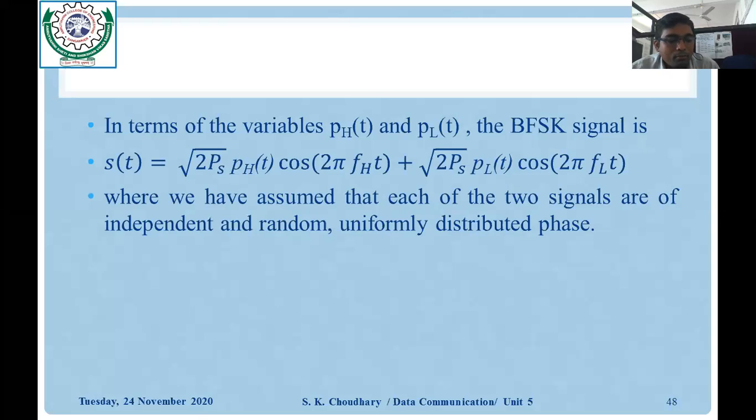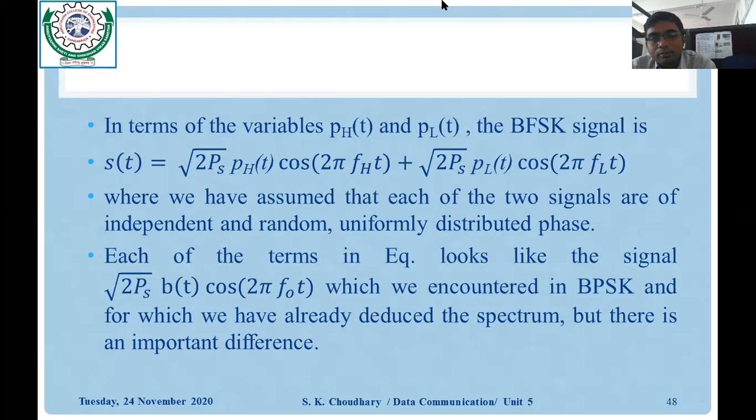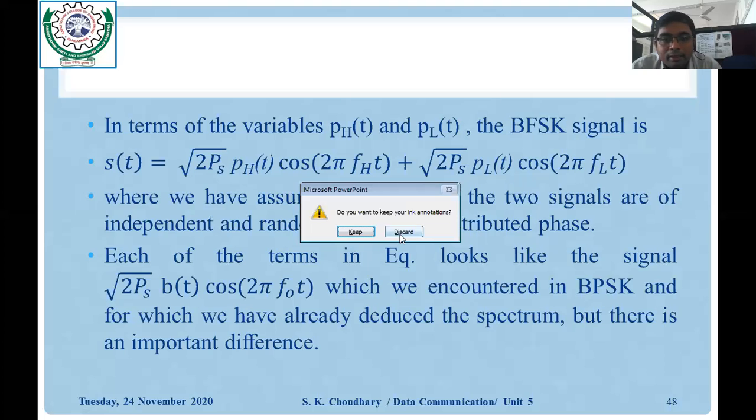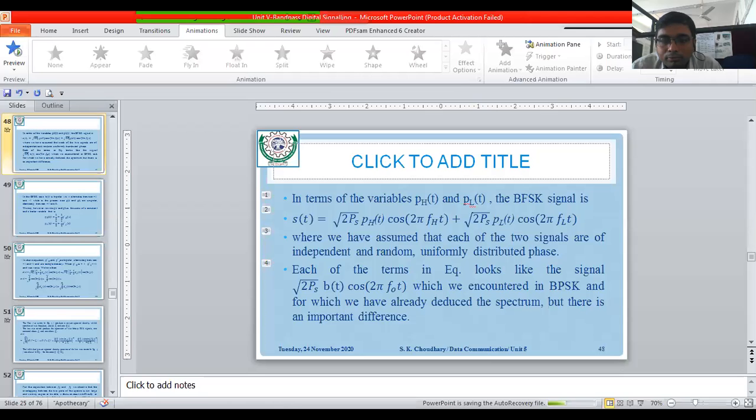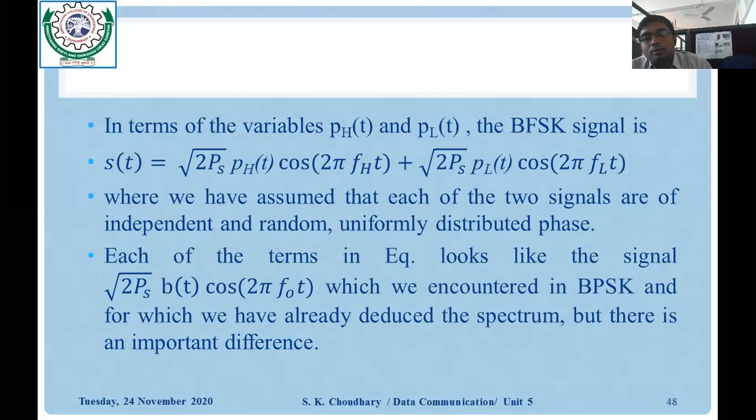Okay, so here we have assumed that each of the two signals has an independent, random, and uniformly distributed phase. So each of the signals in this equation looks like the signal square root of 2 PS cos 2 pi F naught T, which we encountered in the BPSK signal. It is very much similar to that BPSK signal, for which we have already deduced the spectrum. But there is some difference. What is the difference?